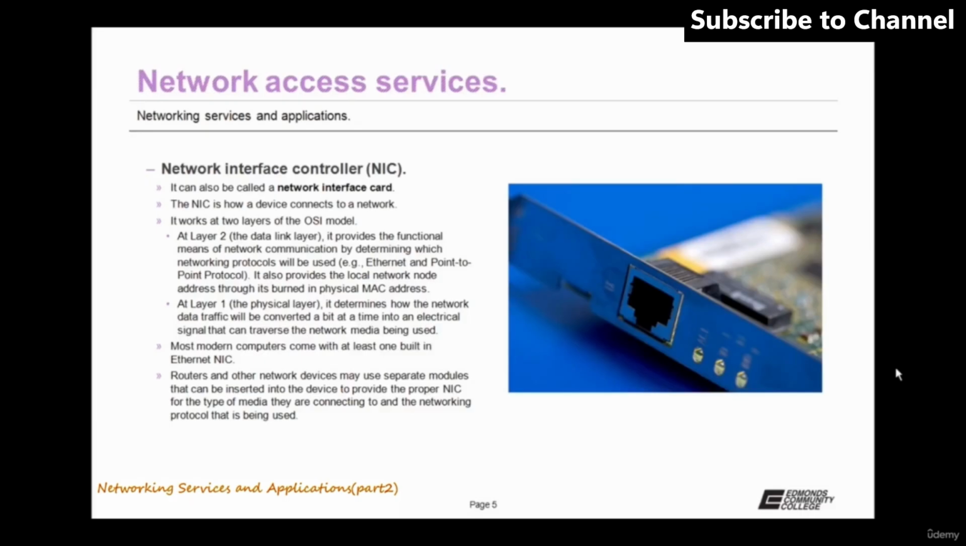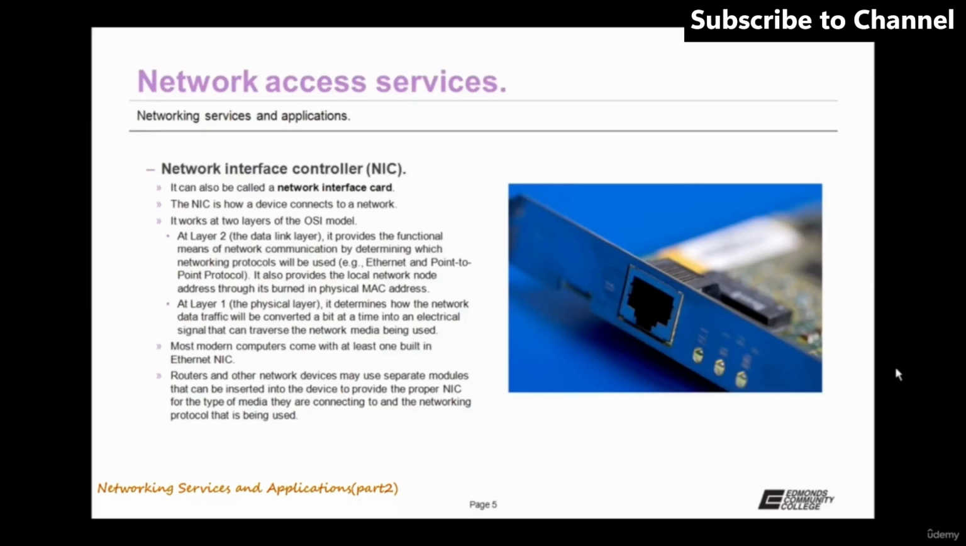At layer 2, which is the data link layer, it provides the functional means of network communication by determining which networking protocols will be used, as in a NIC that will provide Ethernet communication or a NIC that will provide point-to-point protocol. It also provides the local network node address through its burned-in physical media access control address.